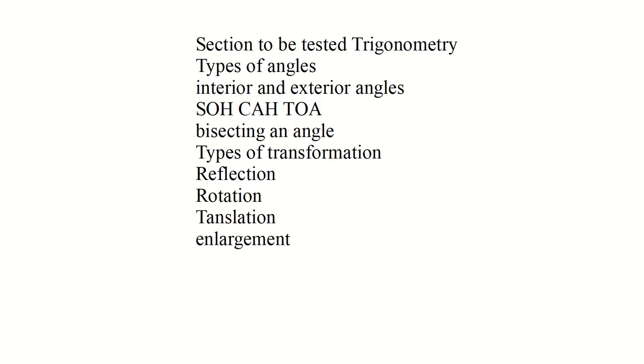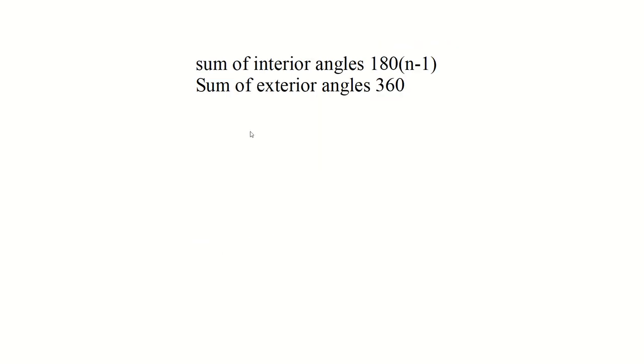Right, Pythagoras theorem. Then there is bisecting an angle. Then there is types of transformation: reflection, rotation, translation, and enlargement. But nothing too difficult, right? So the first thing that we're going to do is sum of interior angles.